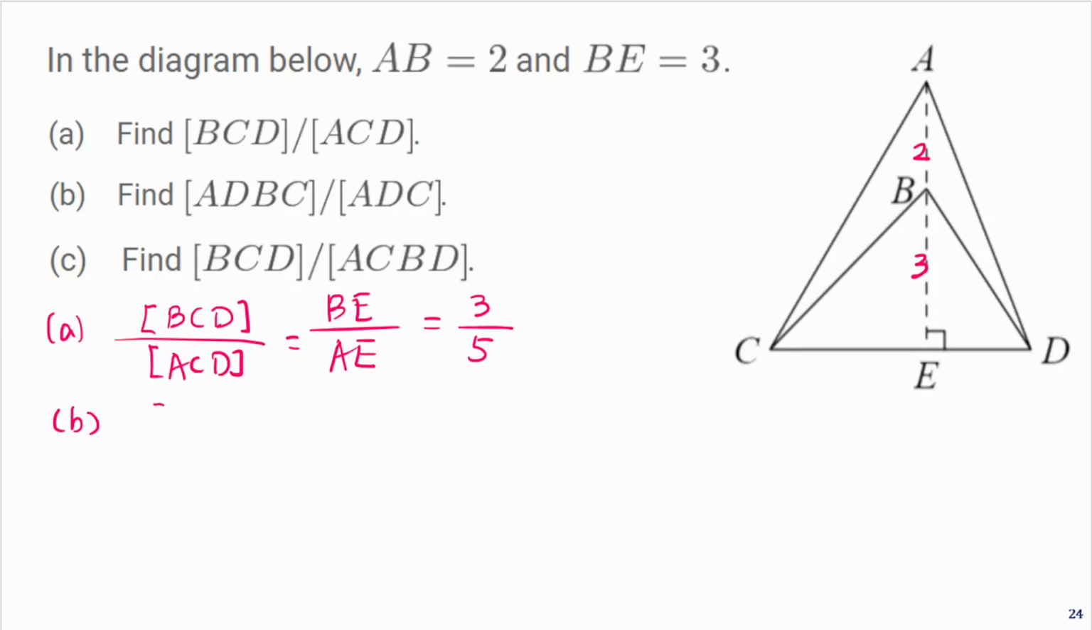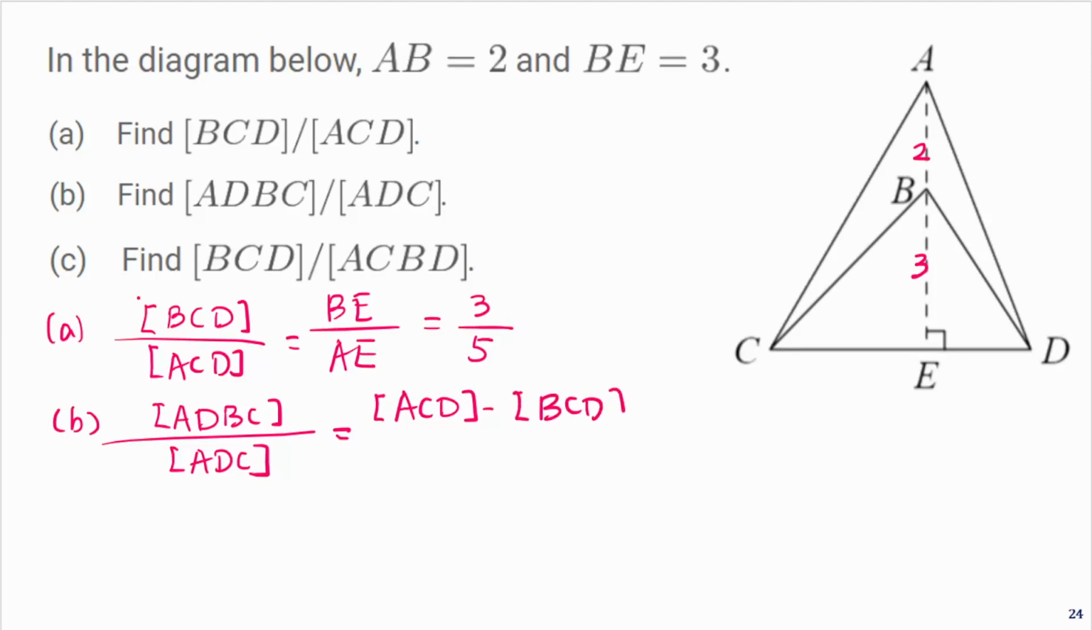Second question, the area of ADBC over the area of ADC is given by, first of all, ADBC is the area of ACD subtracted by the area of BCD, over the area of ADC, which is actually ACD, right? So this is given by 1 minus the ratio between BCD and ACD, which is already calculated in the previous question. So this is 2 over 5.